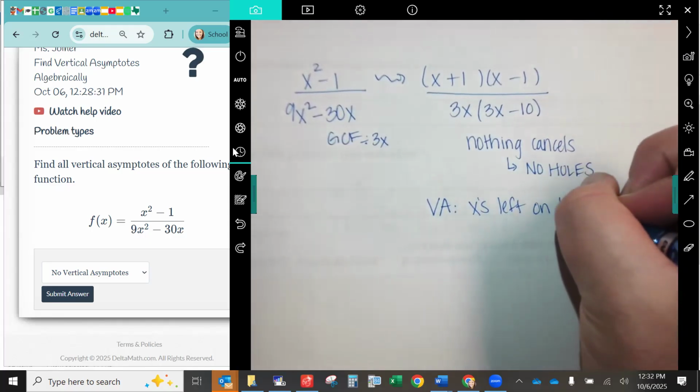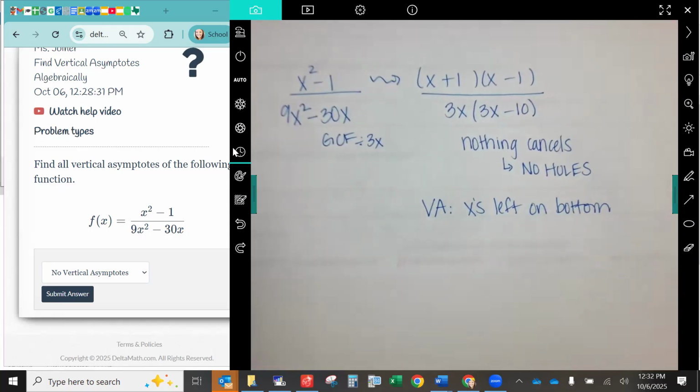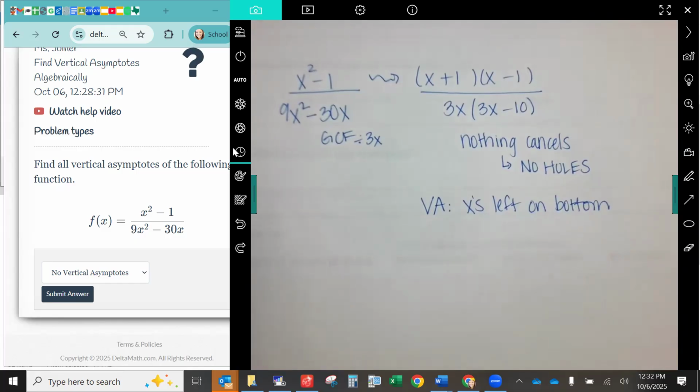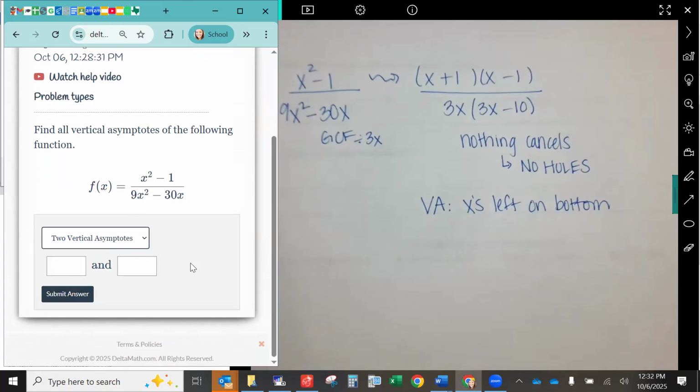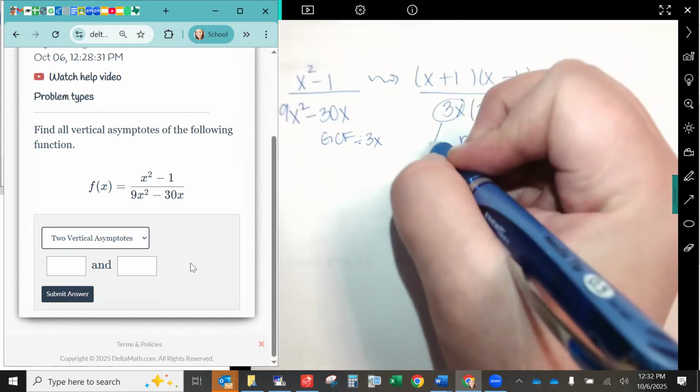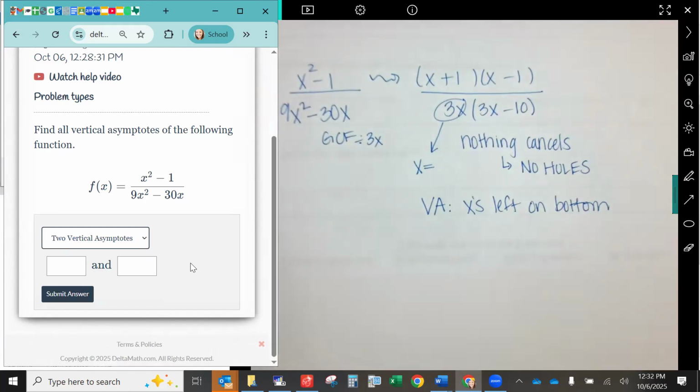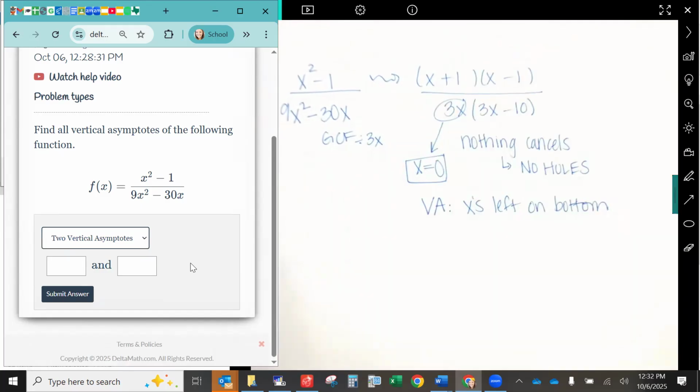And for all of these first questions, you're finding vertical asymptotes. So how many x's are left on the bottom since nothing crossed out? 2. Very good. So in your drop-down menu, you're going to click 2 vertical asymptotes because I have 2 x's that are left on the bottom. Okay, so go to 2. Then it's going to give you 2 little blanks to type your answers in. Okay, what do I put for the x that's left on the outside? 0. Type in x equals 0.